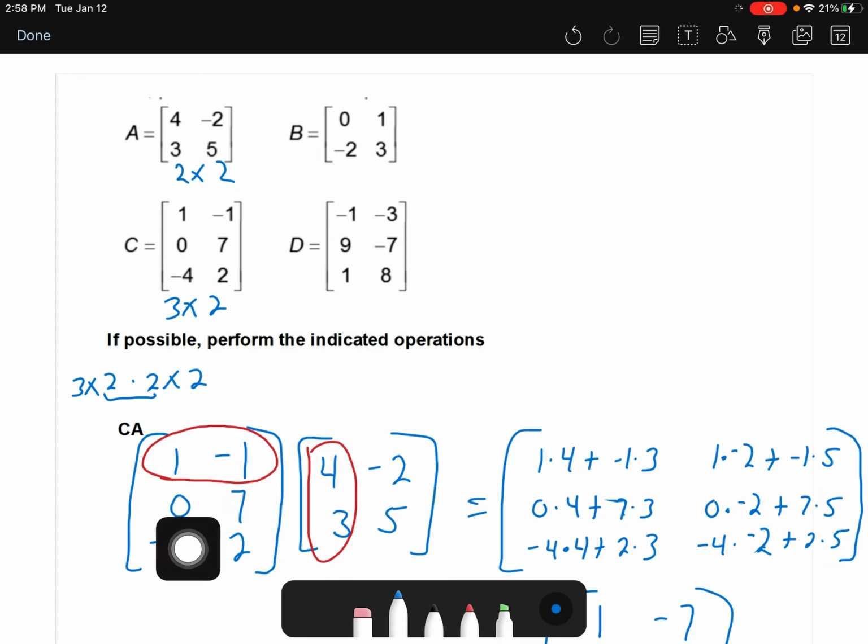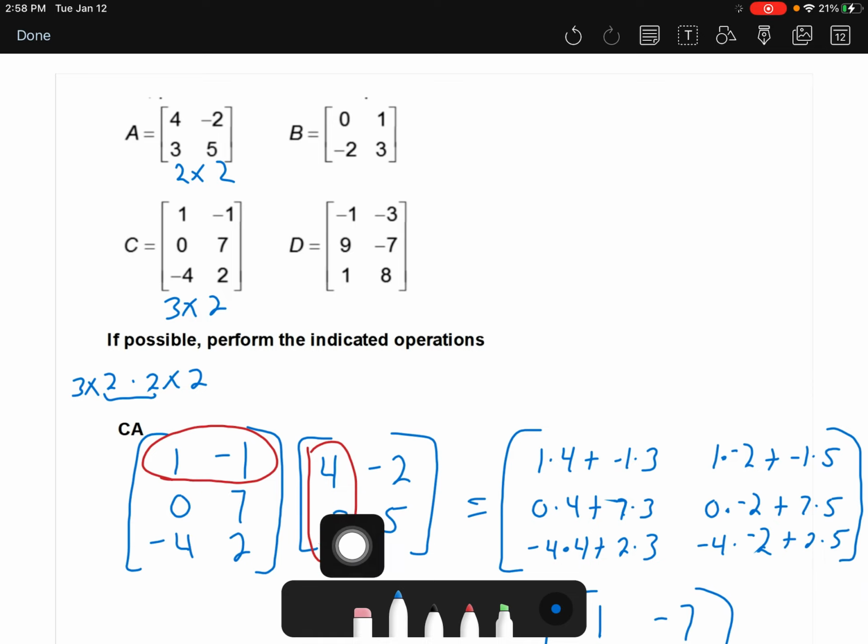Now I drop down to the next row and follow that same process. 0 times 4 plus 7 times 3 right there. And then I'm going to take this row times the second column, 0 times negative 2 plus 7 times 5.